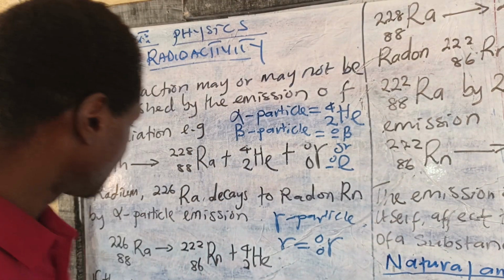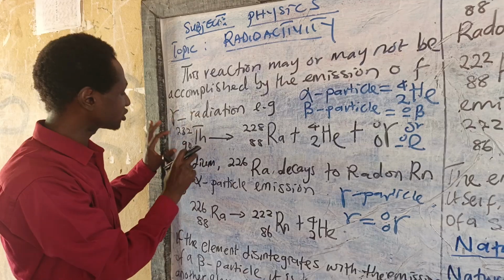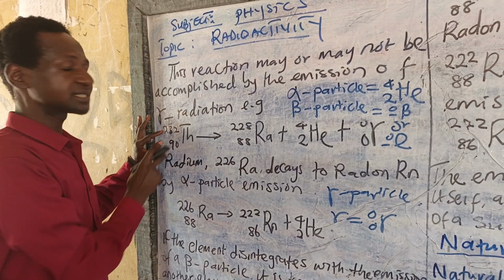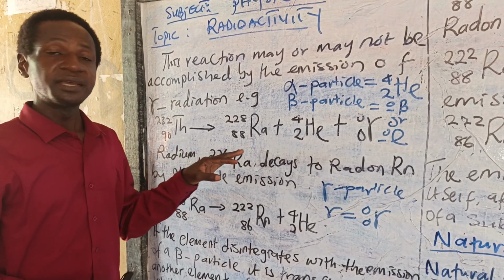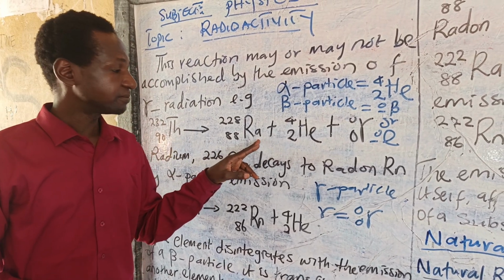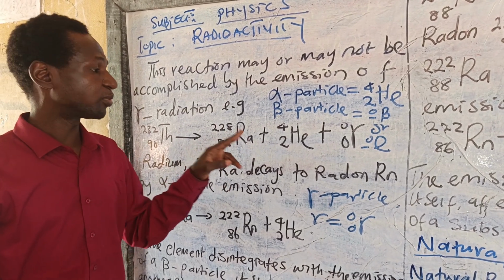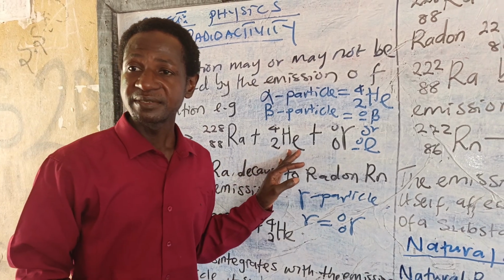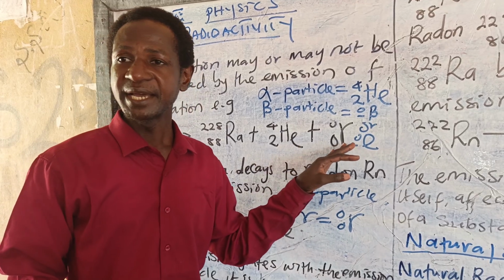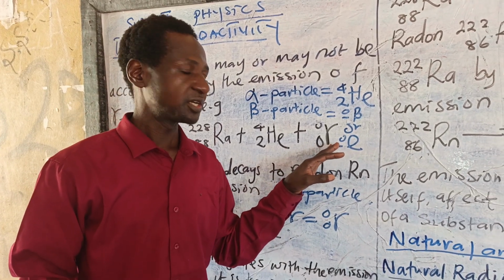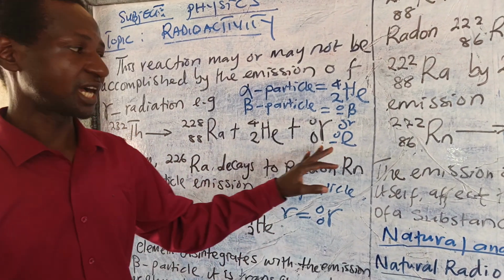So, for example, this is thorium. It has atomic number 90 and mass number 232. When it disintegrates, it becomes radium, which has atomic number 88 and mass number 228, plus helium or alpha particles, plus the gamma rays, which are neutral and do not have any charge.